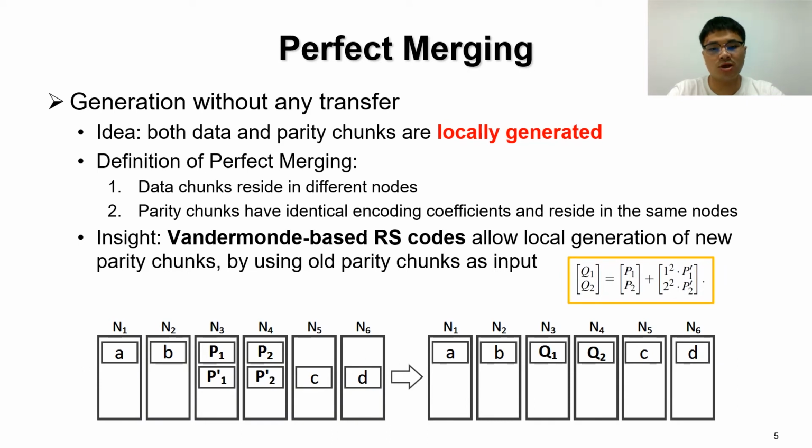So we start to speculate that it is possible to locally generate both data and parity chunks. We found the case as shown below. If the data chunks reside in different nodes and the parity chunks have identical encoding coefficients and reside in the same nodes, we do not even need any transfers to finish generation. We call it perfect merging. This idea is based on a key insight: the Vandermonde-based codes allow local generation of the new parity chunks by using the old parity chunks as input. It is an important property for wide stripe generation.